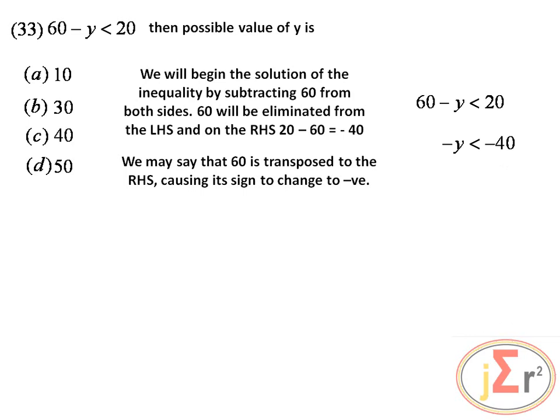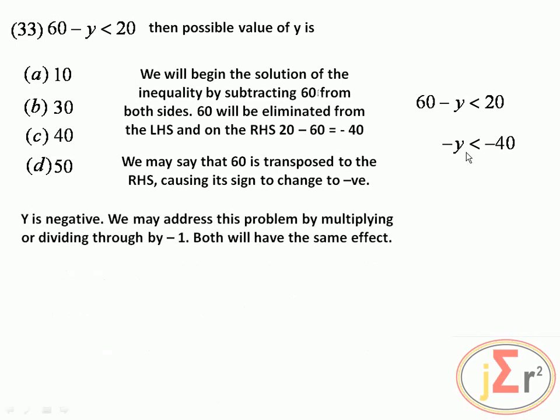So there we have it. The 60 is transposed to the right hand side, causing its sign to be negative. 20 minus 60 is negative 40. Or we may say that we eliminate 60 by subtracting 60 from both sides. Then 60 will be eliminated completely from the left hand side, and on the right hand side 20 minus 60 is a negative 40.